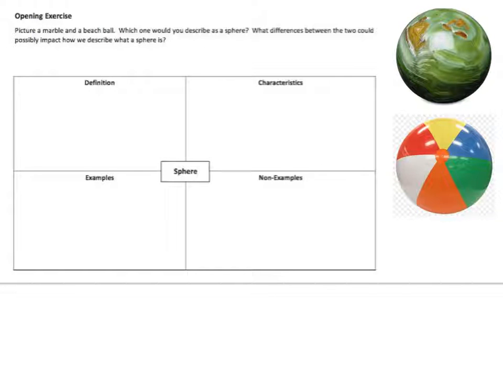Okay, first picture a marble and a beach ball. I gave you pictures over there. That's a marble. And there's a beach ball. What differences between the two could possibly impact how we describe what a sphere is? Like, what are the differences between the two? You guys might think they're both spheres. You might say that one's a solid, the other one's hollow.